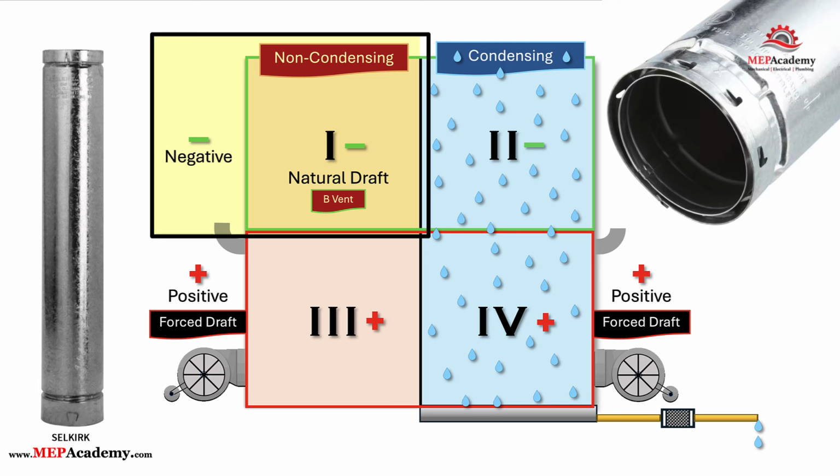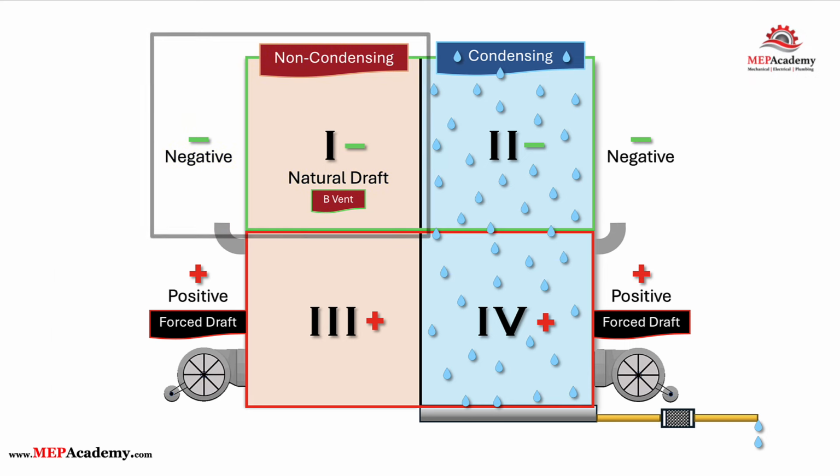Type B vents. Type B vents are designed specifically for non-condensing appliances that produce high-temperature flue gases, not exceeding 400 degrees Fahrenheit. These vents operate under negative pressure, relying on natural draft to expel combustion gases, and are usually used with gas appliances with draft hoods.